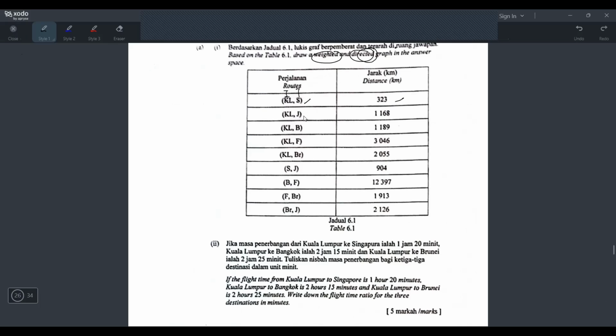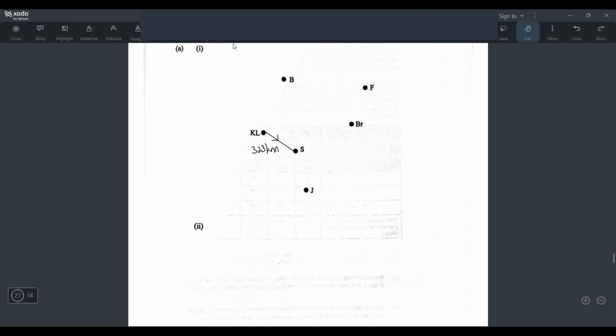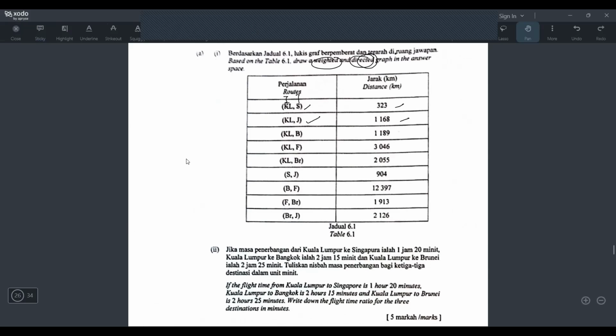That's what it means. The second one, KL will be the start, go to J, 1168. It means the arrow have to point towards J. Let's label it. KL to J, 1168. So 1168 kilometers. So I think I will erase this. Okay. Erase this. And then maybe I will write here. Wait, what is the distance? I forgot. Is it 363? No, it's 323.